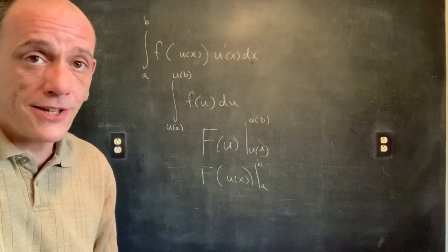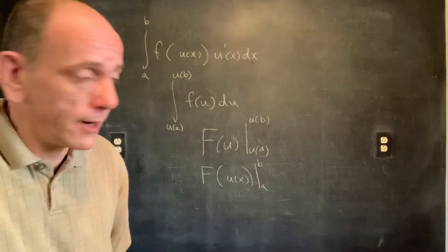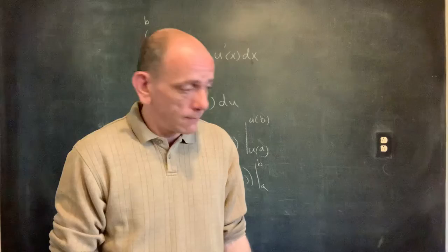I'm guaranteeing you it's always less work to simply change your bounds and evaluate that way, rather than back subbing and leaving your bounds. But you have the choice either way. The issue is, though, that you do need to change those bounds. They have to be there.